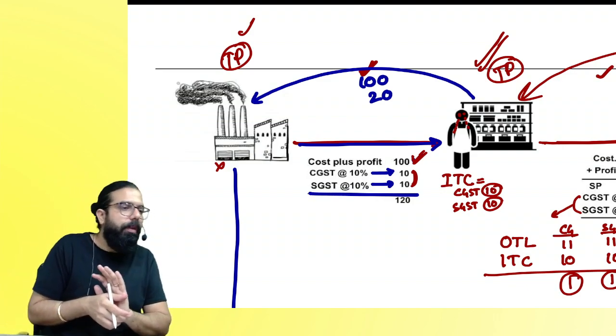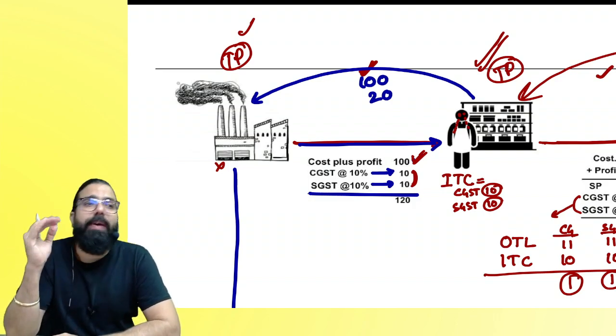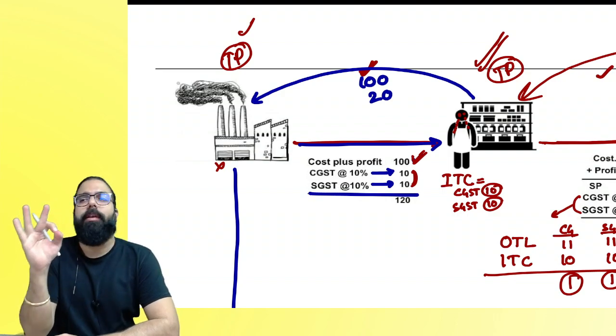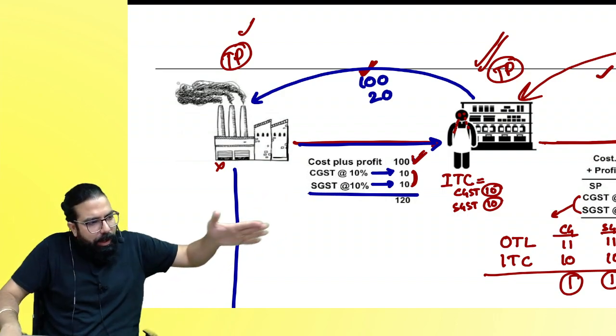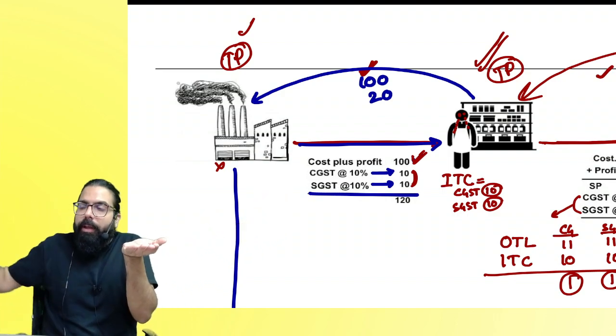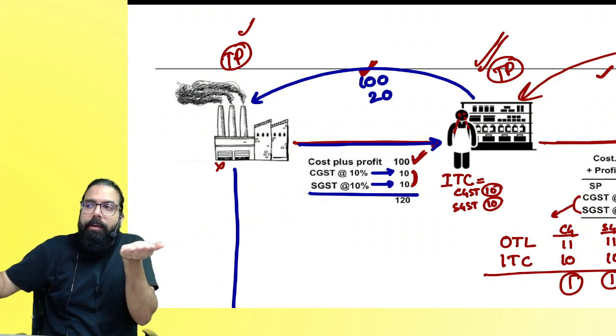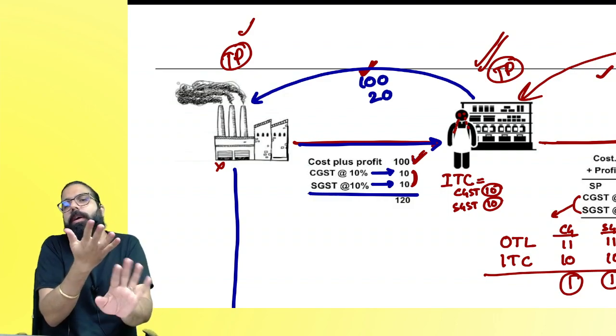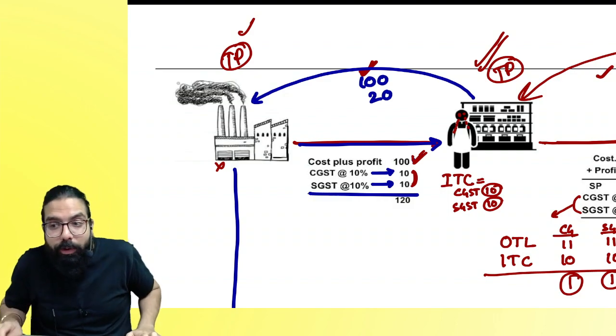Now, what is VAT? VAT is a model where whatever tax you collect on your output, you can deduct whatever tax you pay on your input, and you pay the balance amount to the government. You know how to calculate it with a shortcut?